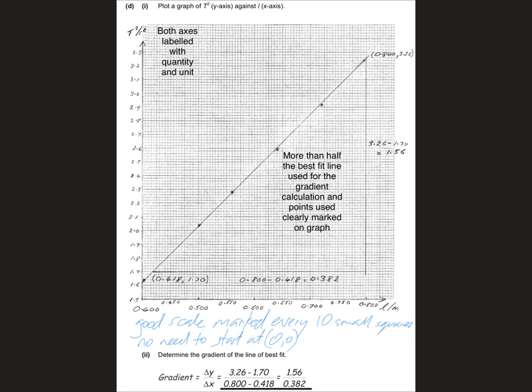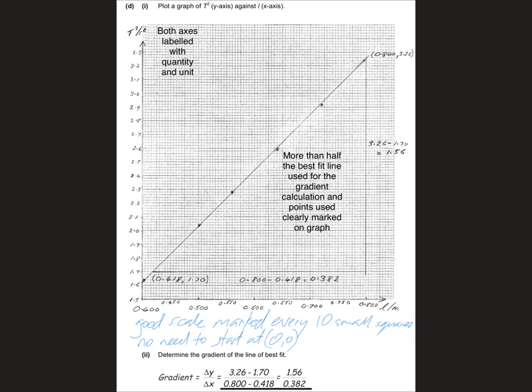The best fit line is a nice thin pencil line, and it's clearly the average trend through the middle of the points. Then the gradient calculation, the points used are marked clearly on the graph, both the lower point and the upper point. Then the calculation is done, on the margin here showing the rise, and here is the run.